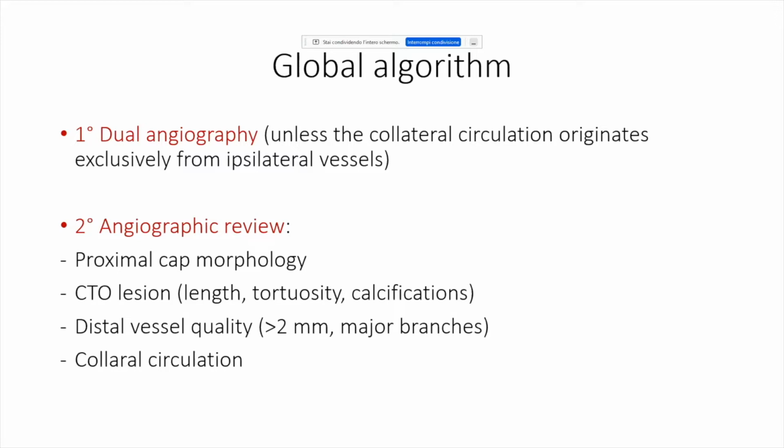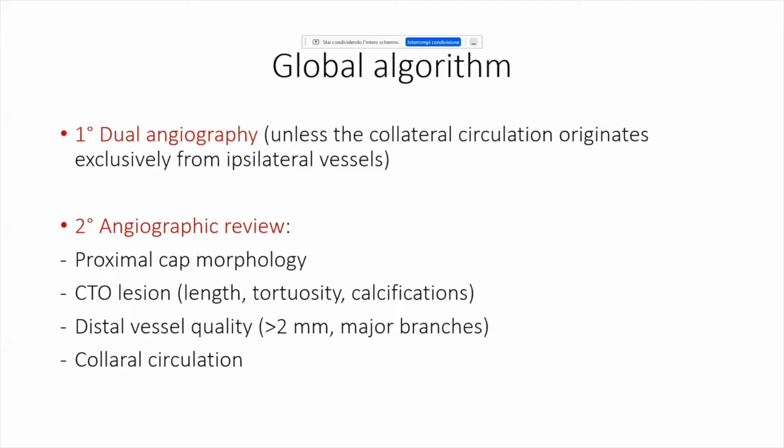Second, the CTO lesion: the length, the presence of tortuosity or calcification inside the CTO body, and the quality of the distal vessel, whether it is a big vessel or a small vessel, whether it is diseased or not, and whether there are major branches close to the distal cap.